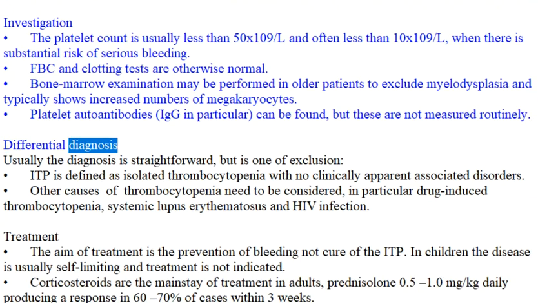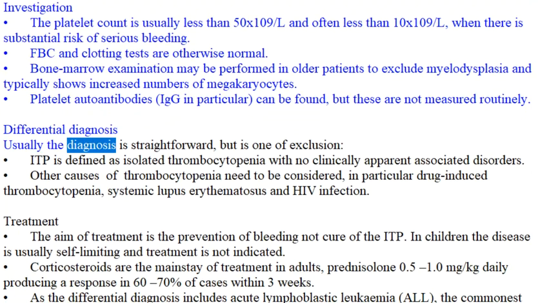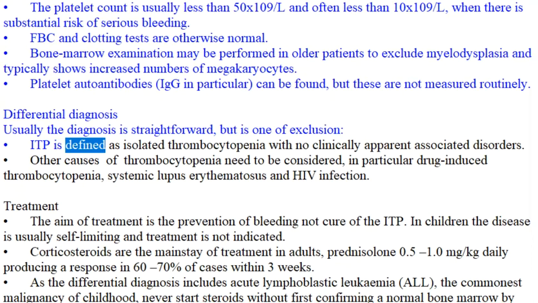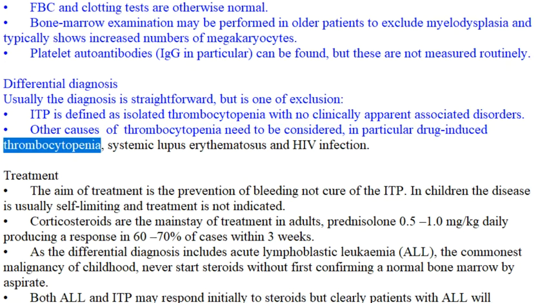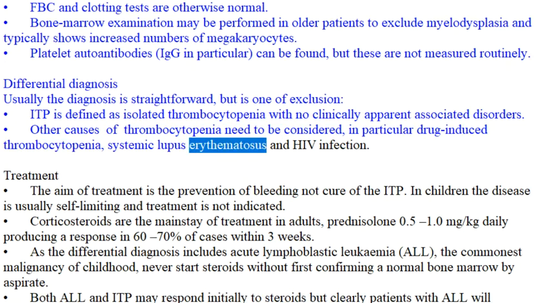Differential diagnosis. Usually the diagnosis is straightforward, but is one of exclusion. ITP is defined as isolated thrombocytopenia with no clinically apparent associated disorders. Other causes of thrombocytopenia need to be considered, in particular drug-induced thrombocytopenia, systemic lupus erythematosus and HIV infection.